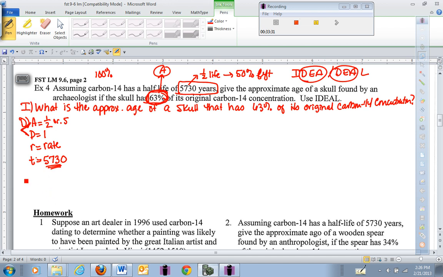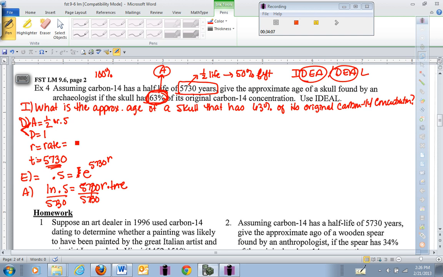Alright, so my equation is going to look like this. I would have half left after starting with 100%: e to the 5730 r. Well, dividing by 1 on both sides doesn't do anything. It just gets rid of that 1. And so it's the natural log of 0.5 is equal to 5730 r times the natural log of e. And so I'm going to divide by 5730.